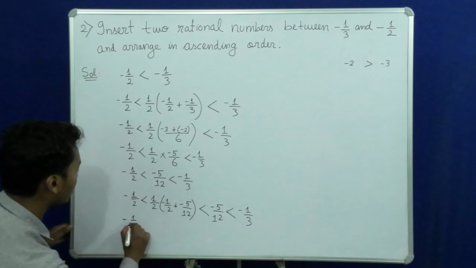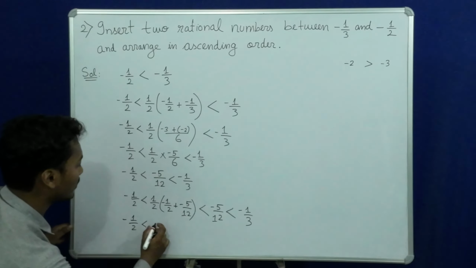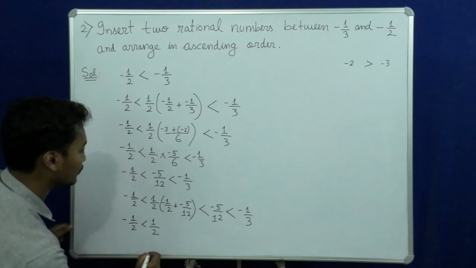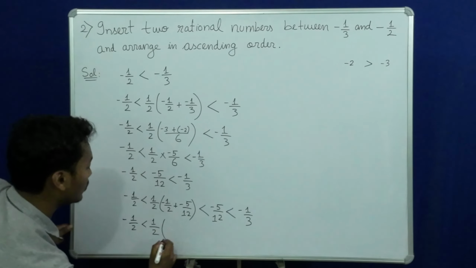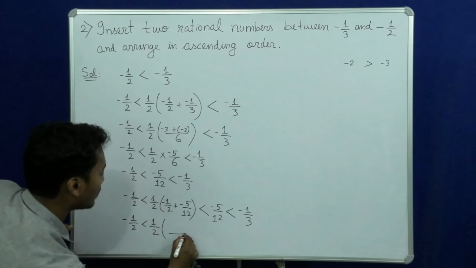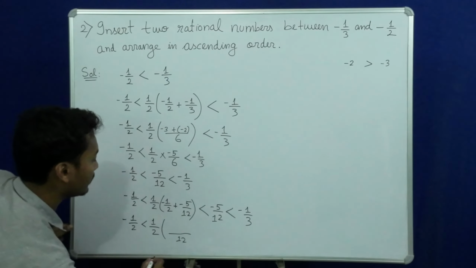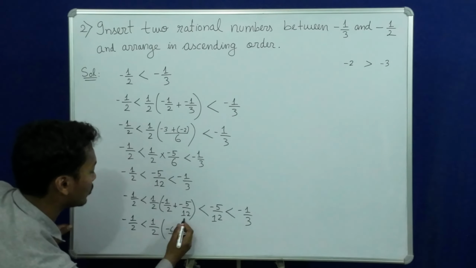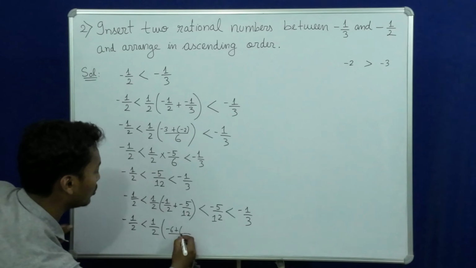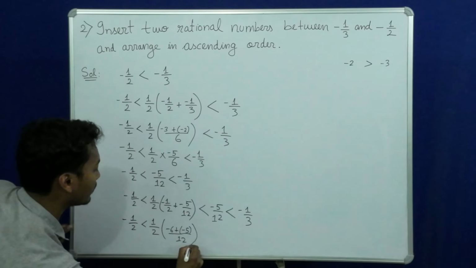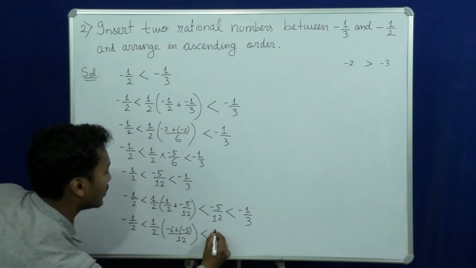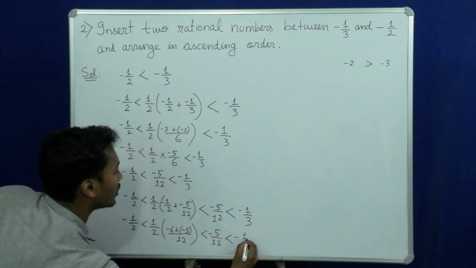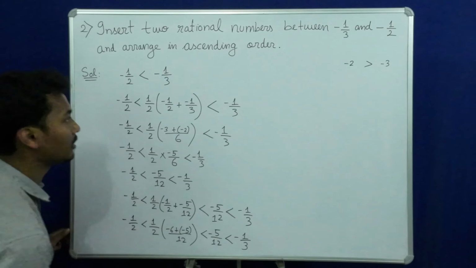So -1/2 less than 1/2, then LCM of 2 and 12 will be 12. 2 6s are 12, so we'll get -6 plus 12 ones are 12, so 1 into negative 5 will get negative 5, less than negative 5/12, less than negative 1/3.